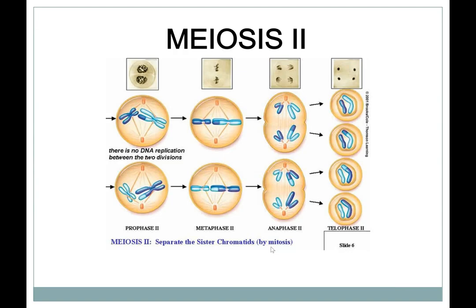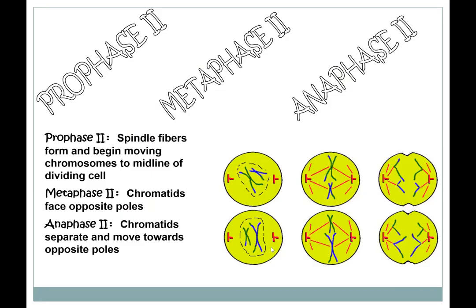Okay, moving along to meiosis 2. Meiosis 2 is a little bit simpler to explain. There's not as much going on here because the big stuff has been done. The crossing over has been done, the genetic recombination, random assortment has been done. So prophase 2, spindle fibers form, begin to move chromosomes towards the midline. Remember, and I didn't mention this again, but I will, there is no interphase 2. You go right from telophase cytokinesis 1 to prophase 2.